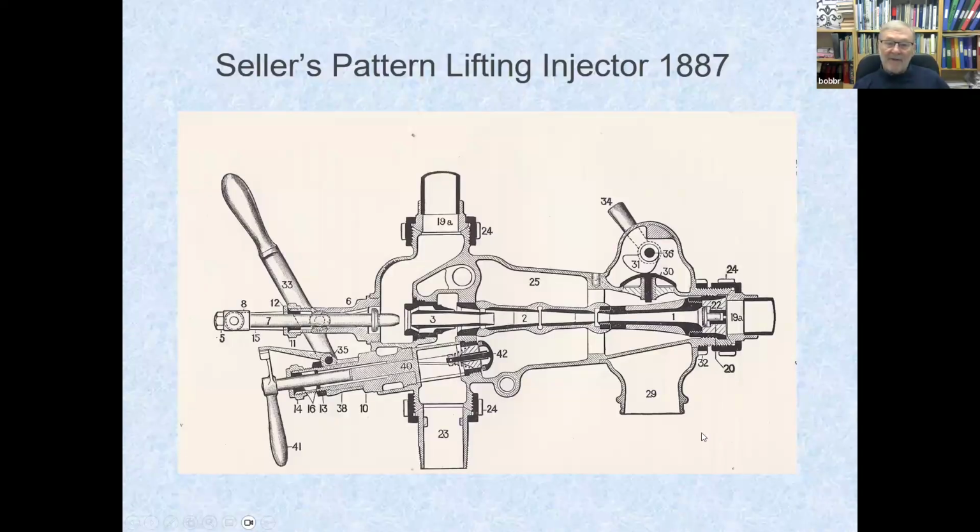This is the Sellers USA patent. It's a brilliant injector. As far as I'm aware, all New Zealand government railways steam engines had these fitted, and I'd actually operated one in New Zealand, and I can tell you they're absolutely brilliant. They're in the cab, would you believe? So they all lift water through here.